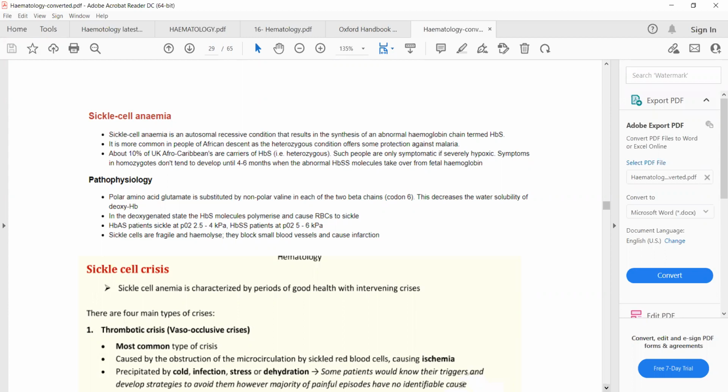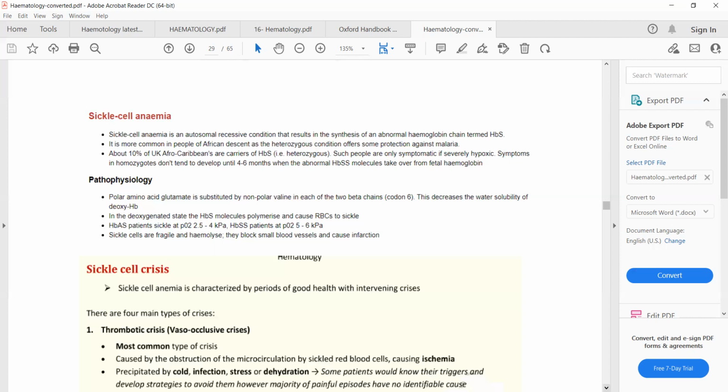Again, the presentation of hemolytic anemia will be like other hemolytic anemias, that is anemia with macrocytosis or normocytic anemia, increased reticulocyte count, jaundice, and dark color urine.